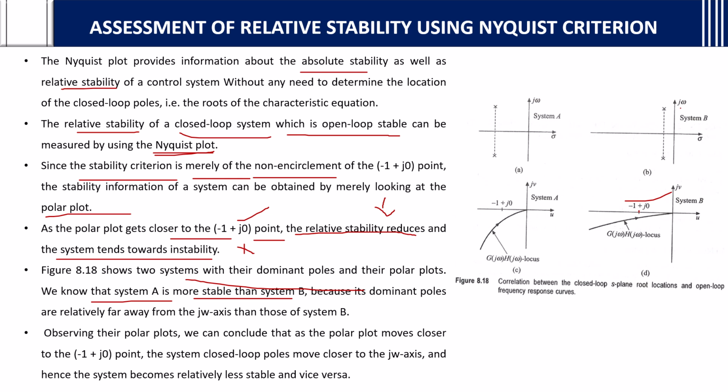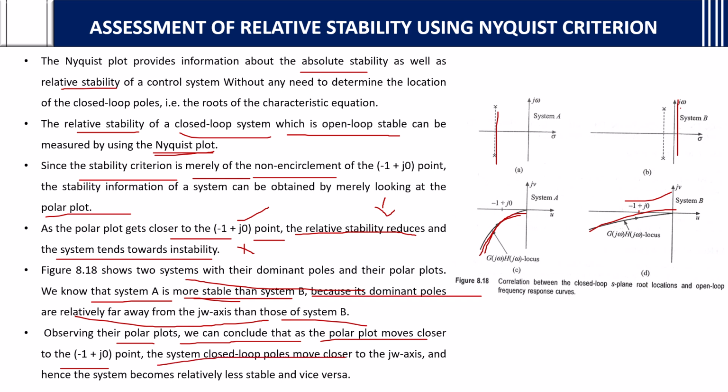If system B is approaching the -1 plus j0 point, it means instability. A is more stable than B because its dominant poles are relatively far away from the j omega axis than those of B. Observing their polar plots, we can conclude that as the polar plot moves closer to the -1 plus j0 point, the closed loop poles move closer to the j omega axis, and hence the system becomes relatively less stable and vice versa. So A is more stable than B.